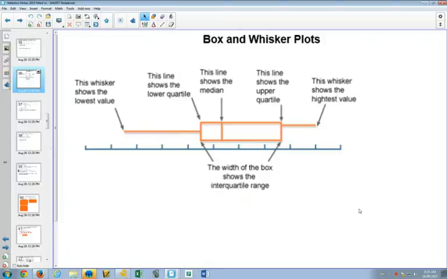So in statistics, we can show information about our statistics, specifically where the median is, where our quartiles are, and what our max and our min values are, with a little graph that's called a box and whisker plot. In the box, the line in the middle is your median, where the outside edges of your box are quartile 1 and quartile 3.